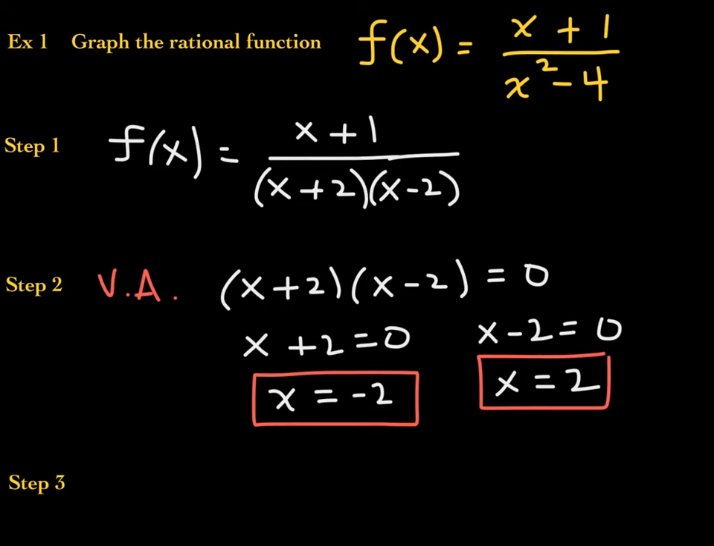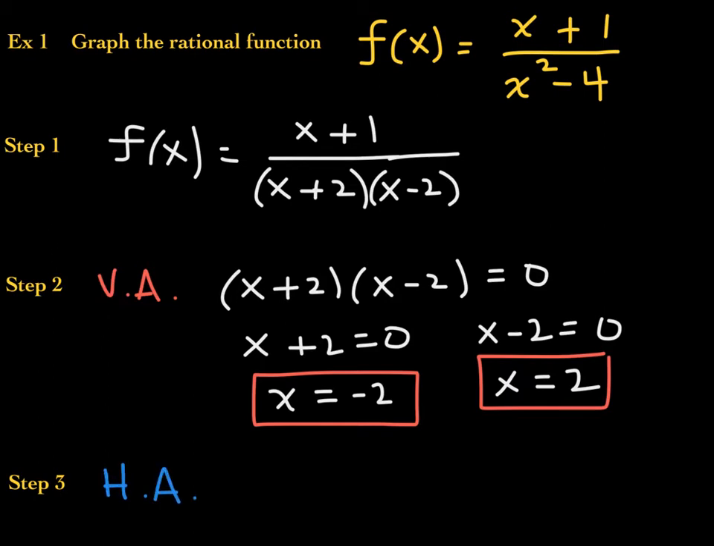For step 3, we want to determine the end behavior asymptote. Okay, let me say that again. This requires us to compare the degree of the numerator and the degree of the denominator. There we go. The degree of the numerator is 1. The degree of the denominator is 2. Because the numerator has lesser degree than the denominator, I know for sure we will have a horizontal asymptote.